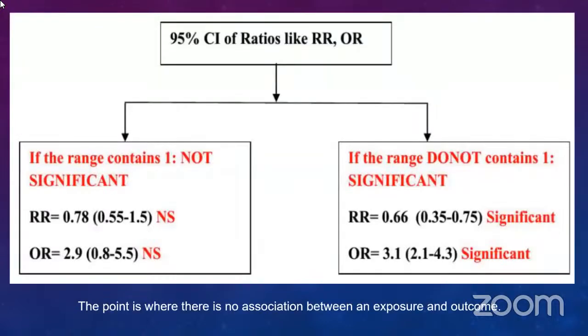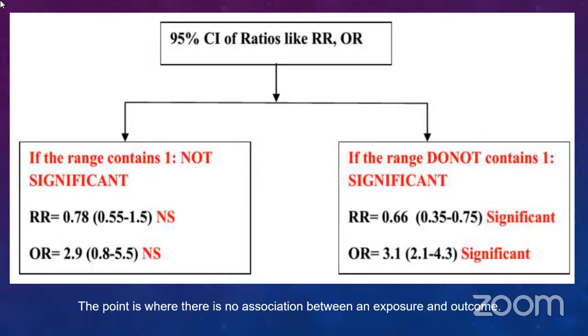So for factors like relative risk or odds ratio, at the point 1, there is no correlation. That is, there is no relation between the exposure and the agent. So if the range contains 1, no matter the actual value of the odds ratio or relative risk, it is considered non-significant, because it means that in the actual population, the value could be 1.